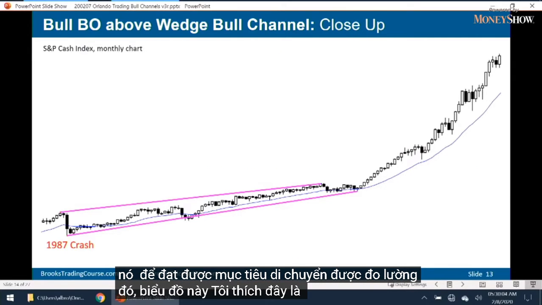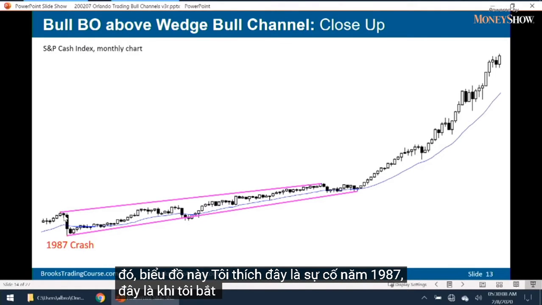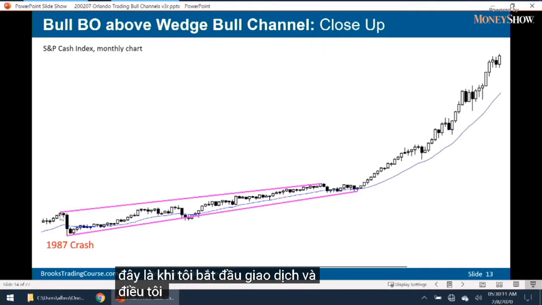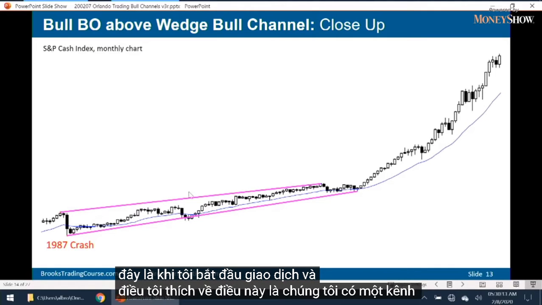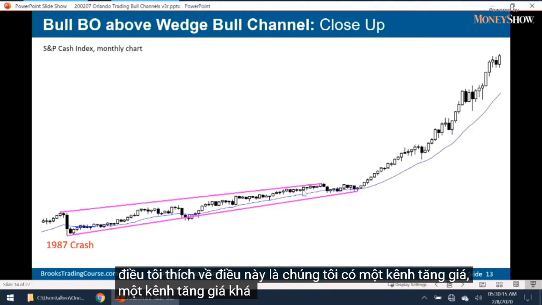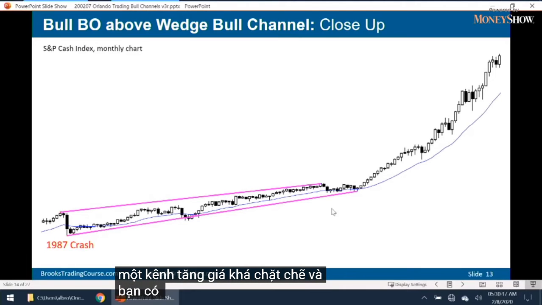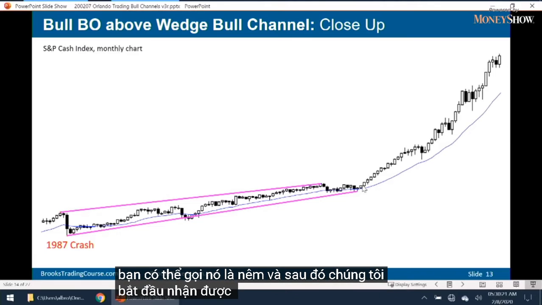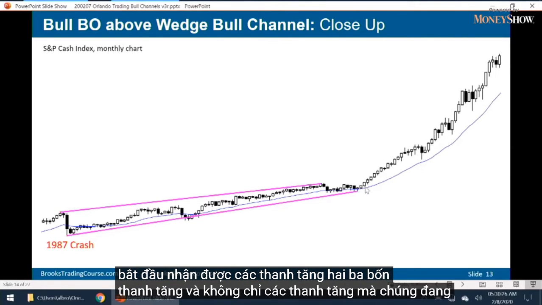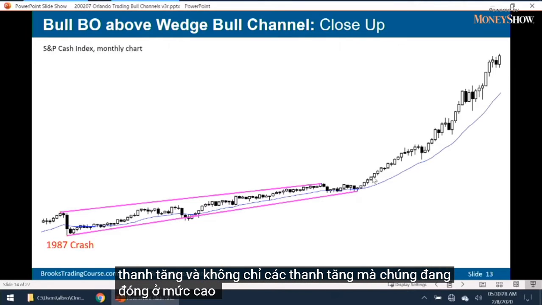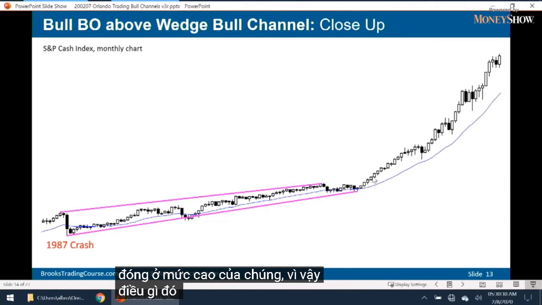This chart I like. This is 1987, the crash. This is when I started trading. And what I like about this is we have a bull channel, fairly tight bull channel, and you can call it a wedge. And then we started to get bull bars, 2, 3, 4 bull bars. And not only bull bars, they're closing on their highs, all right? So something's going on here.